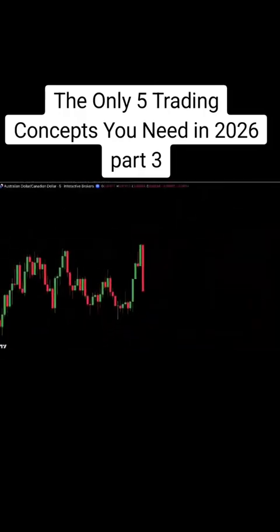Now let's look at a range-bound market and apply the same four concepts step by step. When you open the chart, you notice no higher highs, no lower lows, price moving sideways. This tells you the market is ranging. There is no trend. Your goal is not to chase breakouts, but to trade reactions at the boundaries.